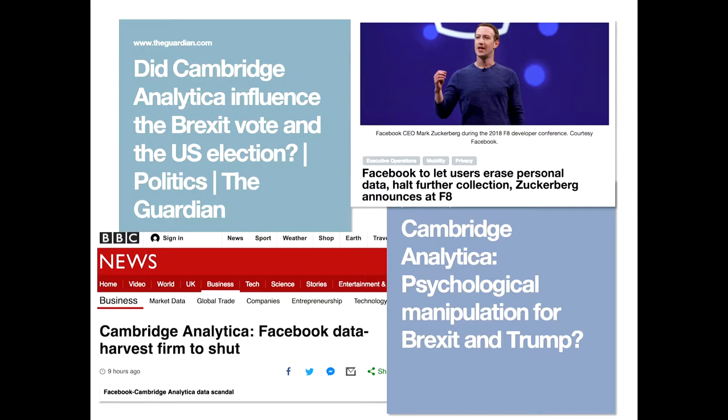But one thing that is good with all these scandals that are coming up is that it's actually within the discussion of everyday life, and that came so far that Cambridge Analytica shut down last week. So that is a good step.